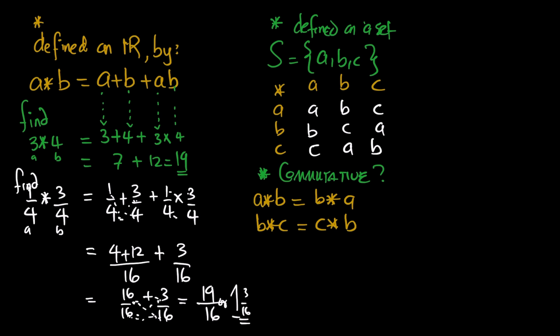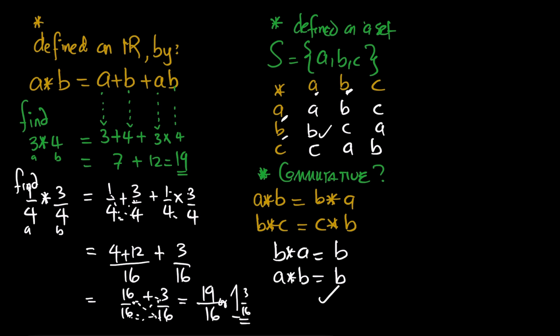So if we take something like B, we have B star A. Can you see that? From the table, B star A gives us B. Now what about A star B? What does it give us? A star B also gives us B. So far we are getting somewhere.